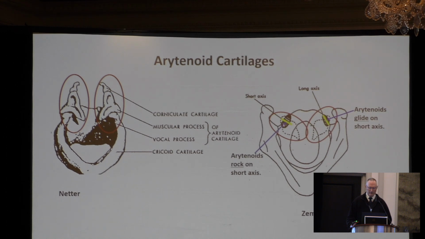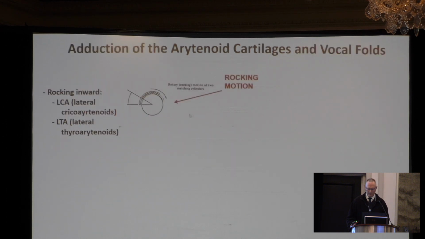So there is a facet between the arytenoids and the cricoid below. We have a short axis here in yellow. You can see that. There is a short axis, and that's the rocking action of the arytenoid. And then there's also a long axis, and that's the gliding. And so in adduction from abduction, this arytenoid is going to rock in, but also glide up for adduction.